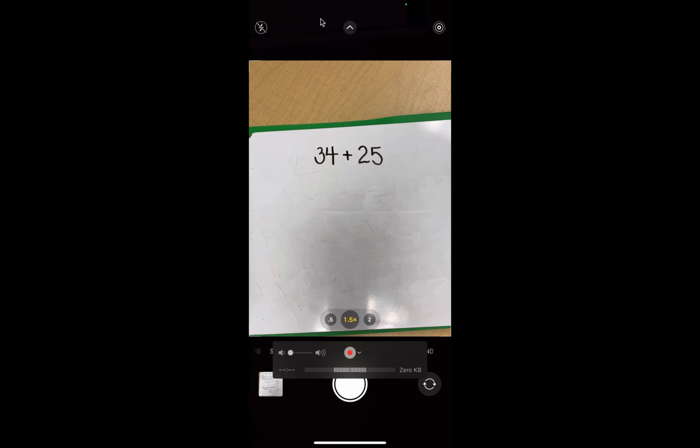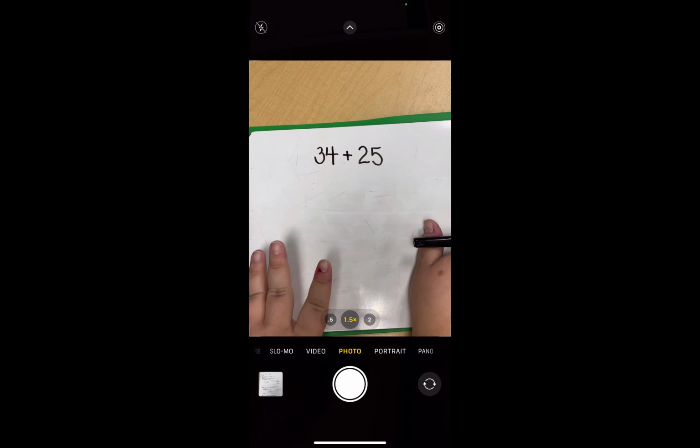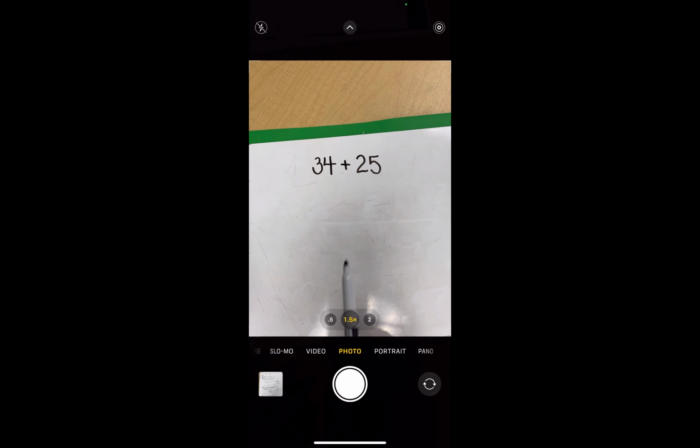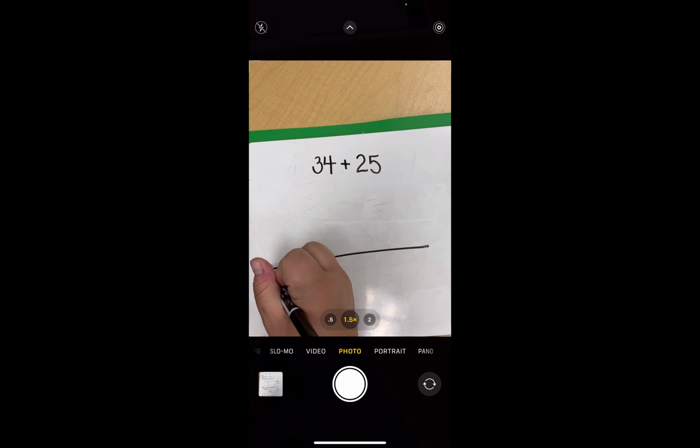All right, so I'm going to use the same problem they had, though. They were on 34 plus 25. So the first thing I'm going to do is draw my number line, so just a straight line. Okay, now I'm going to start with the first number here. So I'm going to start with 34. I'm going to write that down here.